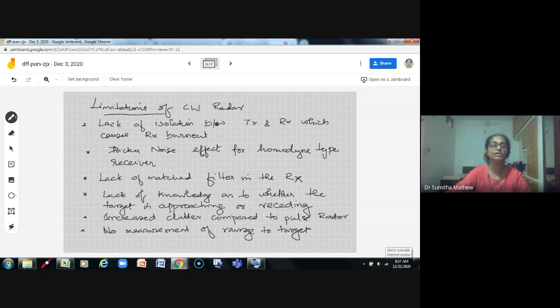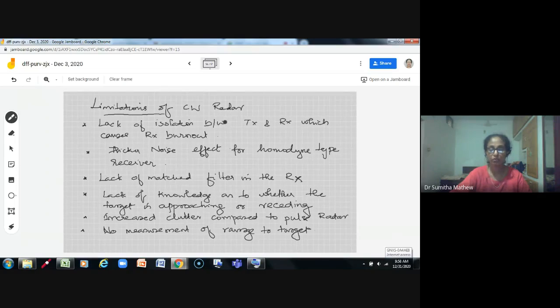And this isolation can be obtained or improved by using separate antennas, which becomes costlier or expensive. Usually we use the same antenna, but to provide good isolation, we can have separate antennas for transmitter and receiver. And it can also be achieved by using FM for continuous wave carrier modulation. FM is used for continuous wave carrier modulation, resulting in an FM CW radar. And FM CW radar also makes measurement of range possible.